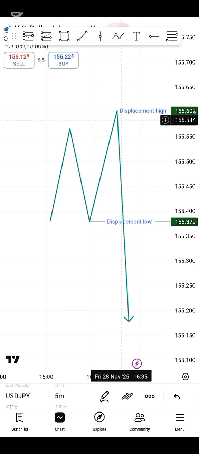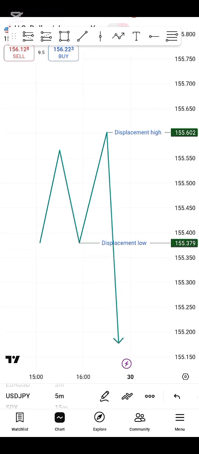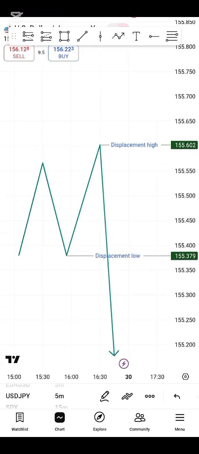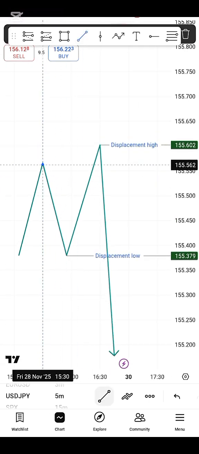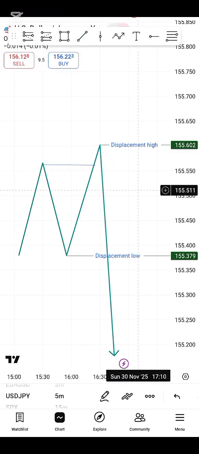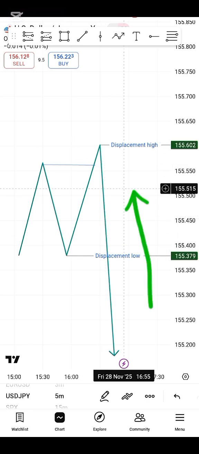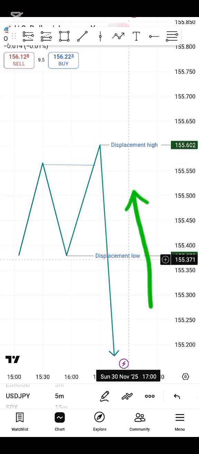Now when the displacement has formed, there has to be a fair value gap in between the displacement high and displacement low. As you can see, the high responsible for taking out this particular low is called the displacement high. This is the displacement high, but this is the displacement low. So inside this range, there has to be a fair value gap. So let's head over to the chart and check whether it is true or not.